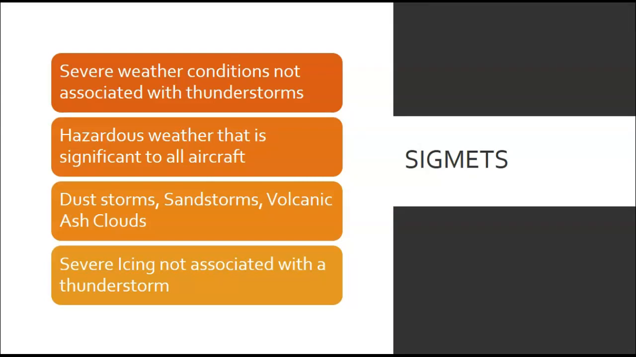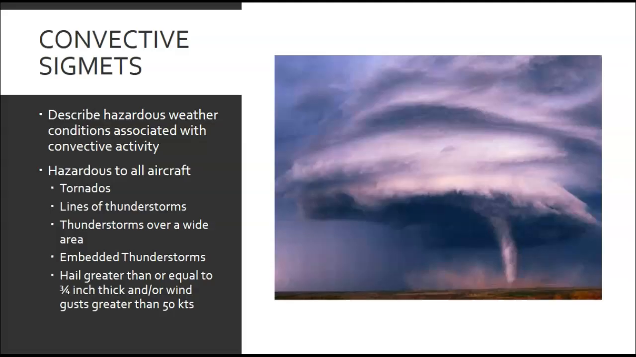SIGMETs are issued for severe weather conditions that aren't associated with thunderstorms. Hazardous weather that is significant to both small GA aircraft as well as large transport aircraft. And it can include things like dust storms, sandstorms, volcanic activity, ash clouds. Severe icing not associated with thunderstorms is also something that SIGMETs are issued to report.